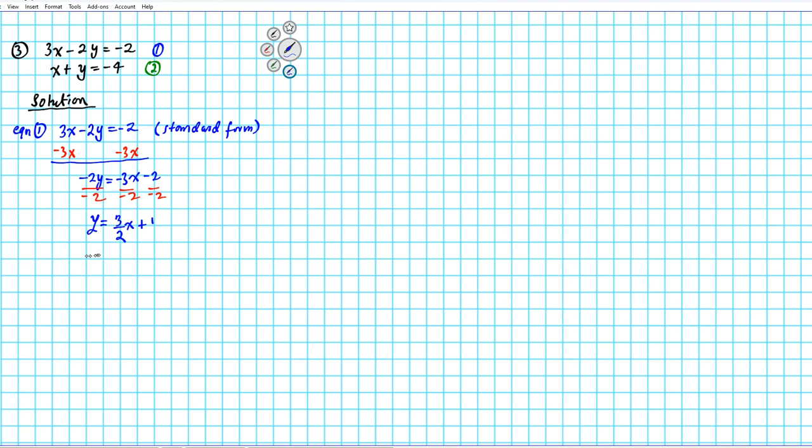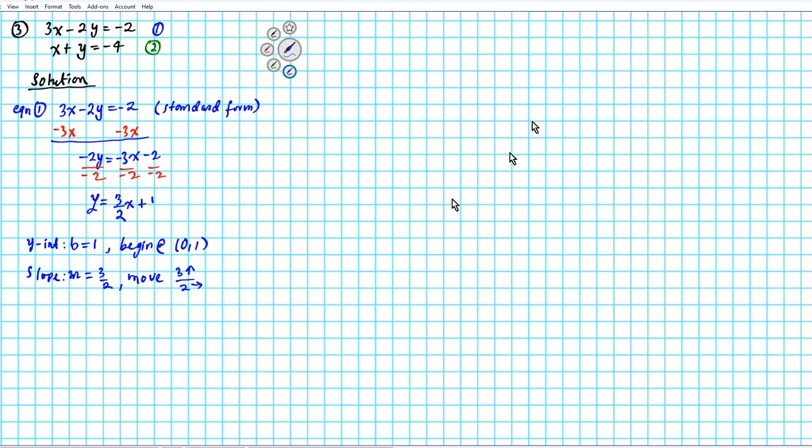So now we can find the components to graph. Our y-intercept, which is our starting point, b, is equal to 1. That means we're going to begin at 0, 1. And then our slope, m, is equal to 3 over 2, which tells us our move. We're going to move 3 units up and 2 units to the right, starting from 0, 1. All right, so let's go ahead and graph that.